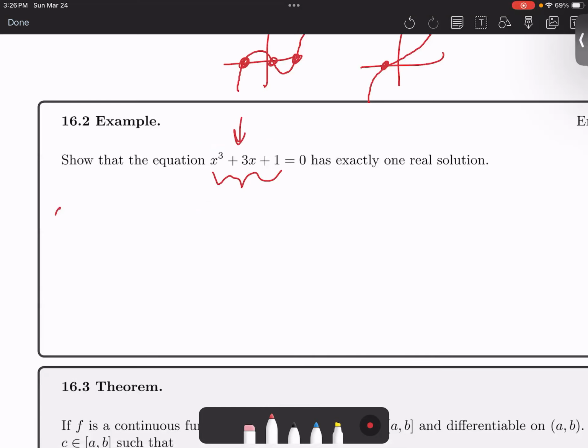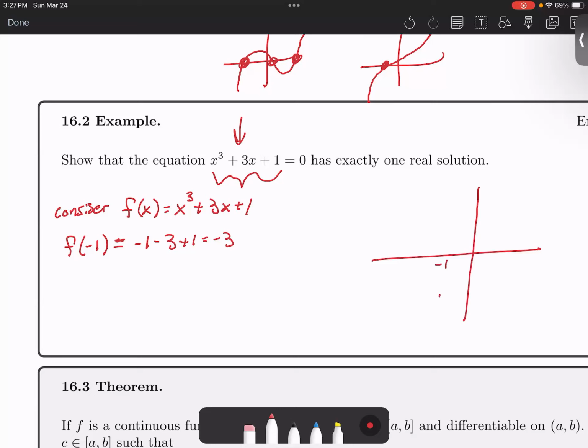So let's consider the left-hand side of this equation, and we'll call it a function f. And if we evaluate f at -1, we have -1, -3, plus 1 for -3. So over here at -1, we're down here at -3. Our function value at 1 is 1 plus 3 plus 1, or 5. So at 1, we're up here at 5.